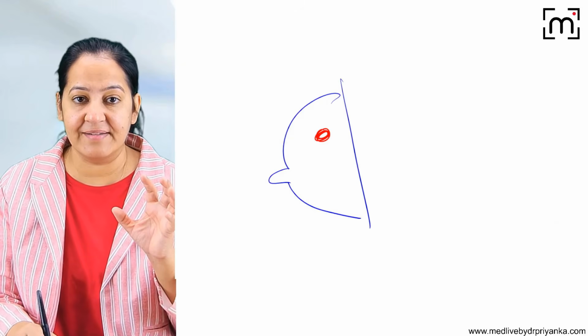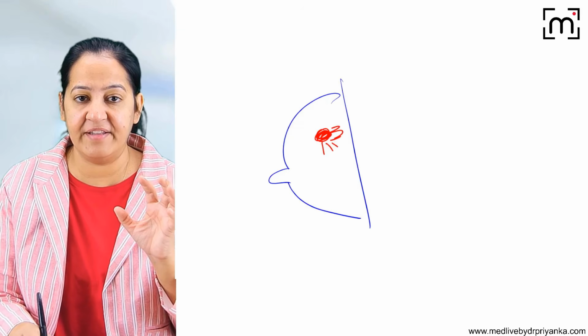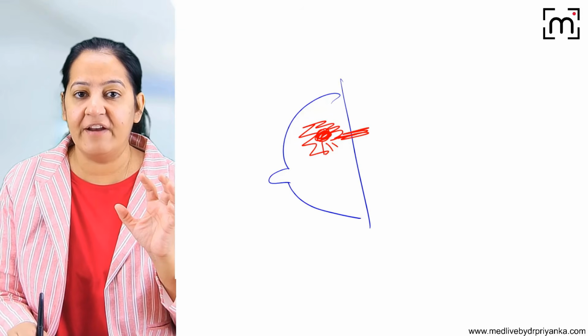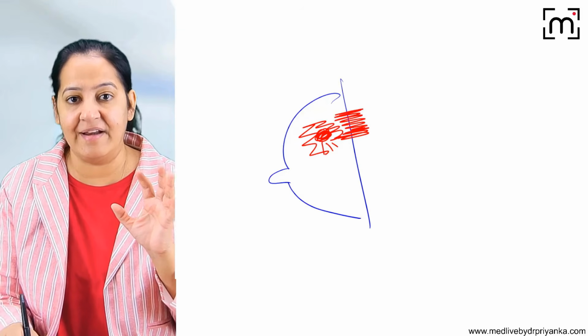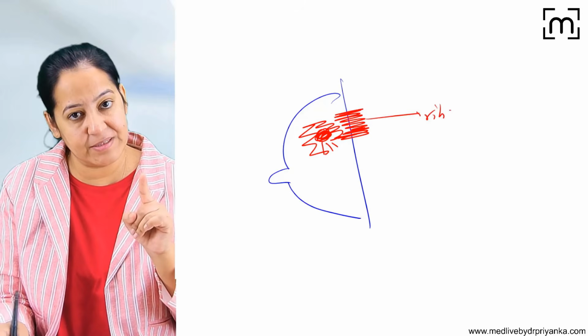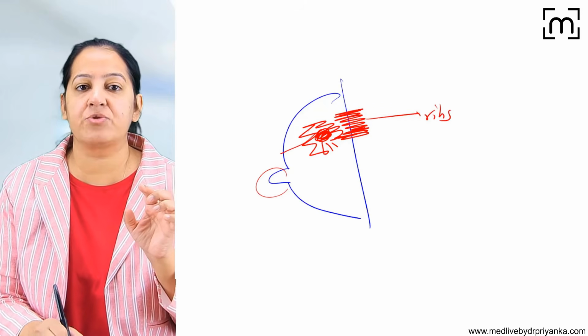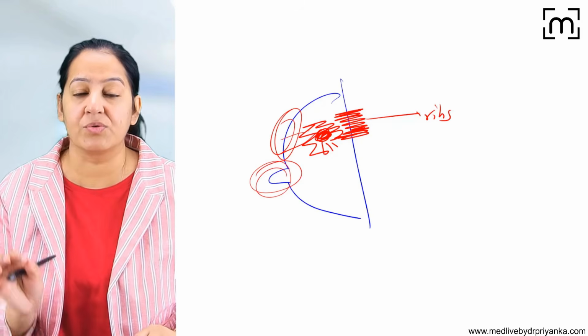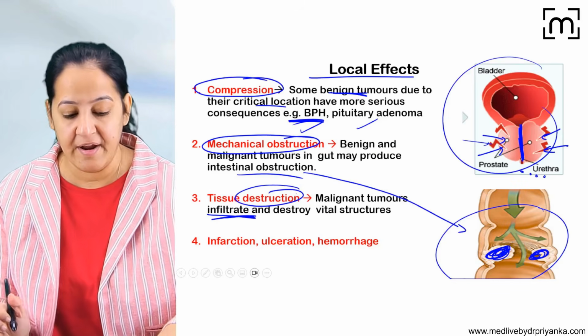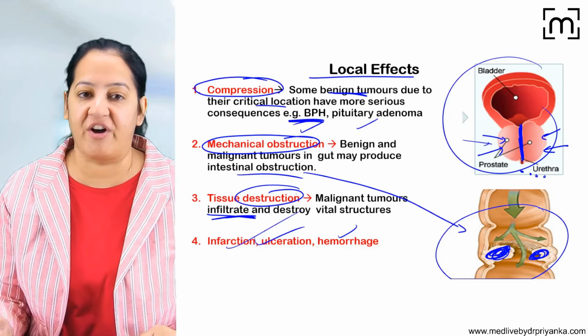The malignant cancer in the breast will infiltrate in the surrounding tissue, and it will go in the pectoralis muscle, and it will involve the ribs also. Sometimes it destroys the ribs. It will come outside and destroy the nipple also, destroy the skin also. So it is destruction, local destruction. And finally, the ulceration, hemorrhage, and infarction can be there.